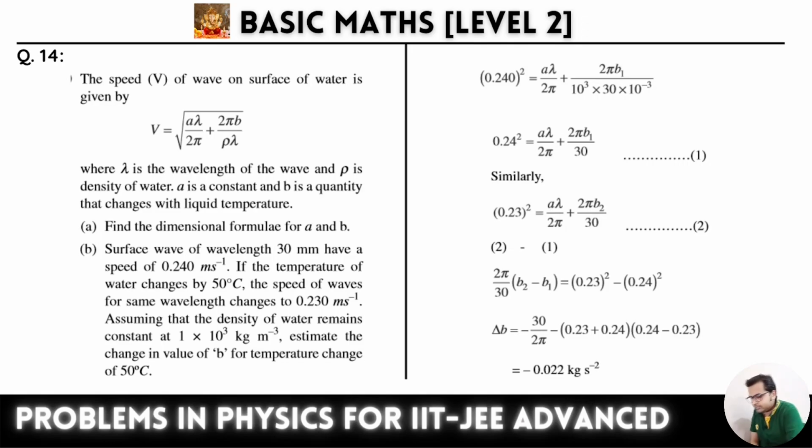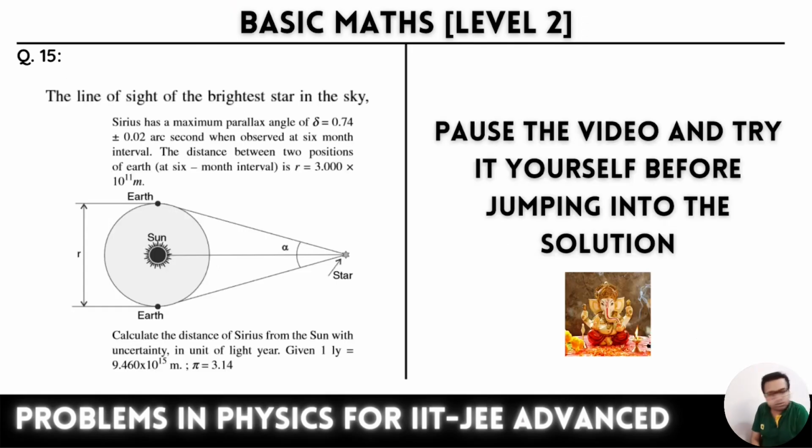Now let's look into problem number 15. So see, this problem is looking somewhat interesting. We have the Sun, Earth, so I think it is a problem of astrophysics because we have the solar system in this problem. So the line of sight of the brightest star in the sky. The name of the star is Sirius.